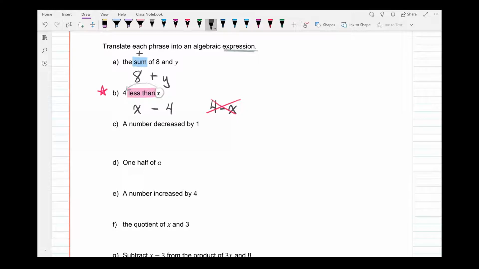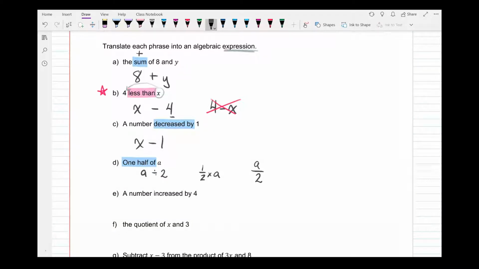For the next question, a number decreased by 1, we have some mysterious number to subtract 1. Decreased by means minus. 1/2 of a, well, we have an a, and we've divided by 2. Or we have 1/2 of a, which means 1/2 multiplied by a, or we can have a over 2. They all mean the same thing. That would be the exact same result. 1/2 of means 1 over 2, or divided by 2.